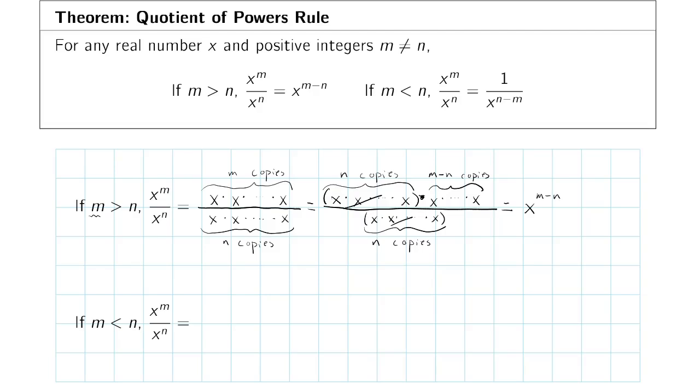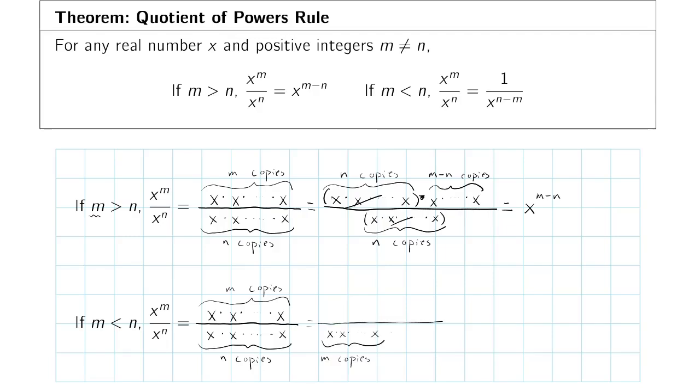What if the power in the denominator is greater? Well, I start out the same way. Again, I have m copies in the numerator and n copies in the denominator. But now I'm going to split up the denominator. So I'll have first m copies, and then I need enough additional copies of x to bring the total up to n. So this must be n minus m copies. And the numerator stays the same with m copies.